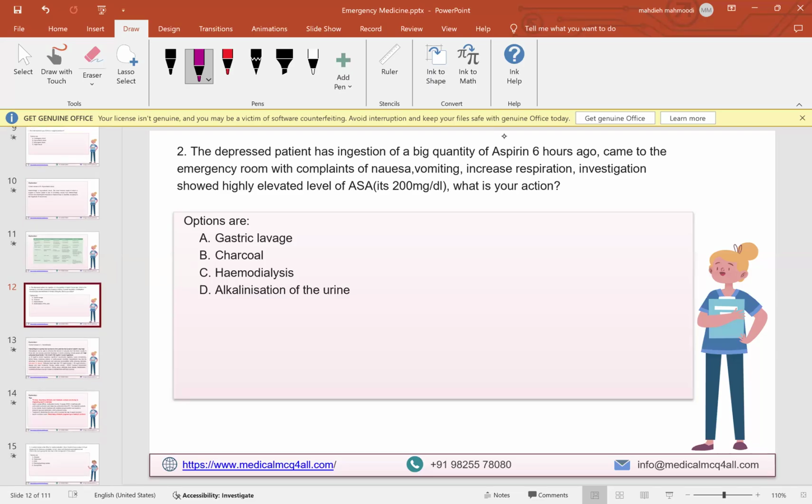The depressed patient has ingested a big quantity of aspirin 6 hours ago. Came to the emergency room with complaints of nausea, vomiting, increased respiration. Investigation shows highly elevated level of aspirin. It's 200 milligram per deciliter. What is your action? Gastric lavage, charcoal, hemodialysis, alkalization of the urine.